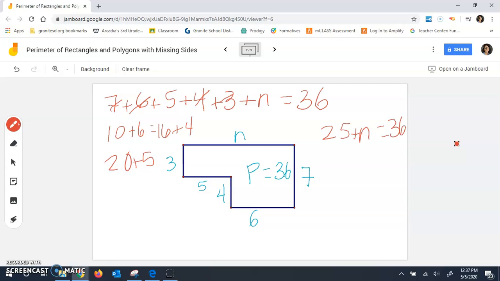You could count on your fingers, but you might run out of fingers. So do your subtraction: 36 minus 25. 6 minus 5 is 1. 3 minus 2 is also 1. So our n is equal to 11. So that was a lot. I had to add all of these numbers up and subtract that from 36, our perimeter, and we got our missing side of 11, or our n is equal to 11.